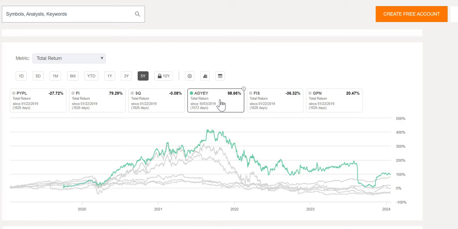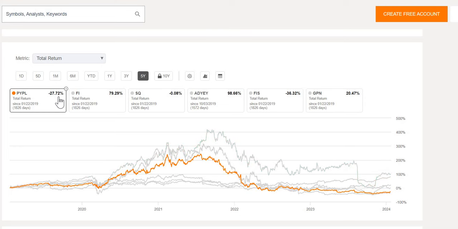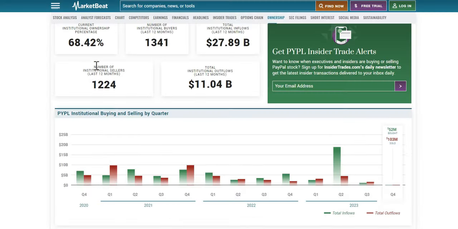So it is something that PayPal should be looking to bring back to the company over the next few years. But as always, do remember, past performance is never an indicator of future. Now, in terms of institutional ownership, we can see around 68% currently, with $11 billion worth of sales by these institutions. And during that same period, we can see nearly 3 times as much buying. So yes, institutions are heavily buying PayPal rather than selling, with the largest increase in Q2.